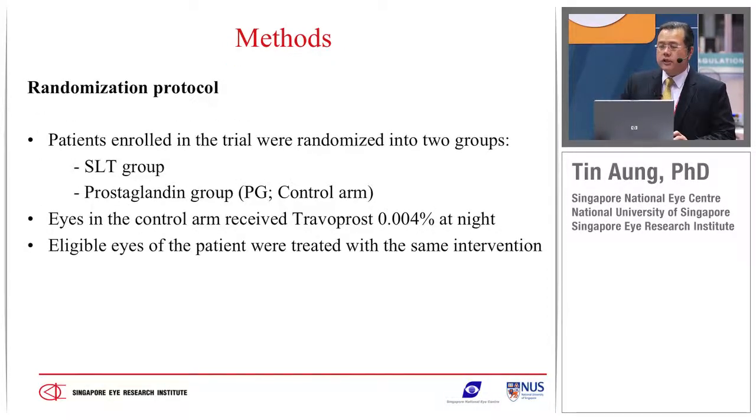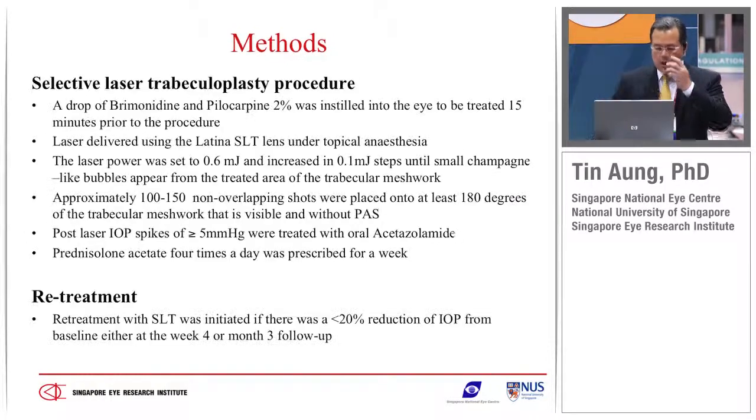Patients were randomized to either SLT or prostaglandin analogs, in this case Travatan, given at night. Pre-SLT, we gave a drop of brimonidine and pilocarpine, and the SLT was delivered via the Latina lens. The laser power started at 0.6 and increased in 0.1 millijoule steps until you saw the champagne-like bubbles. We performed approximately 100 to 150 non-overlapping shots over at least 180 degrees of the angle.